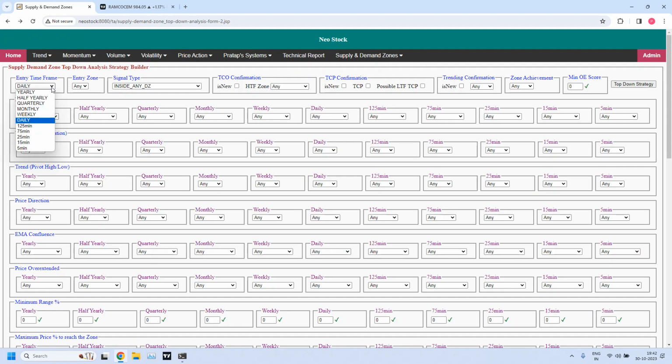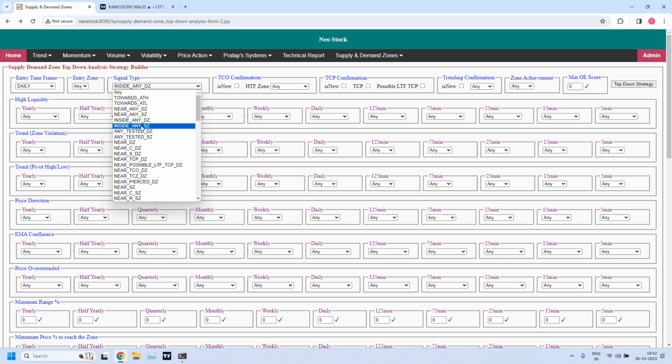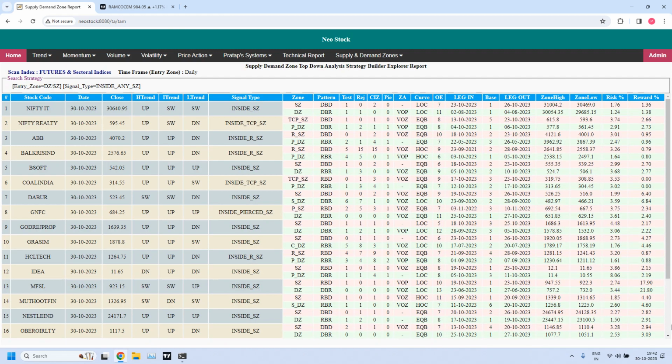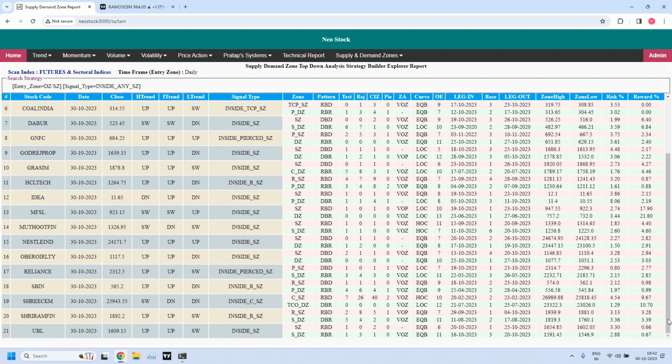Entry time frame daily. Let us find the stocks which are closed inside daily supply zone. Nifty 80 is closed inside the supply zone. Nifty reality. So total 21 stocks. So let's go back. Let us find the tested zones.